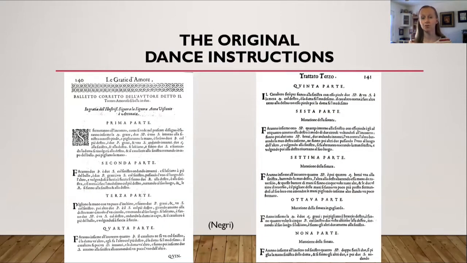Here are the original dance instructions. If you can't notice, they're in Italian. On the left-hand side, you will see the first, second, third, and fourth parts, and then on the right-hand side are the fifth, sixth, seventh, eighth, and ninth parts to this dance. This dance has maybe one or two parts that are repeated in the dance. Otherwise, this whole dance is a non-repetitive dance.